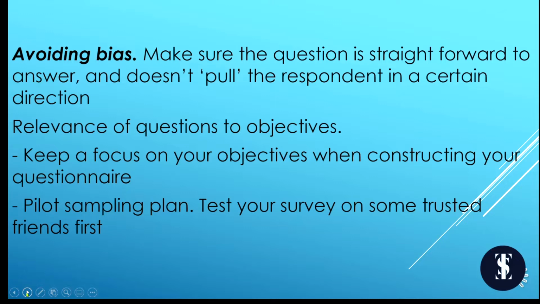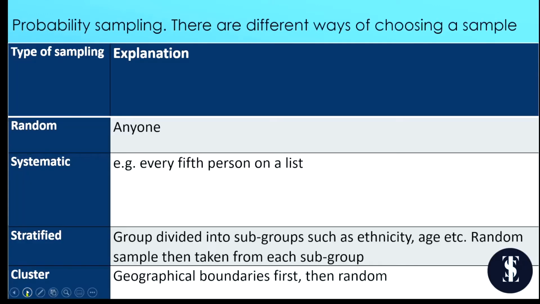Pilot sampling plan. So test your survey on some trusted friends first. Probability sampling. Now there are different ways of choosing a sample. So you could have random sampling where you can ask anybody. You could have systematic sampling. So for example, every 5th person on a list. You could have stratified sampling, so you divide the group into subgroups first in terms of ethnicity, age, income, etc. And then from that subgroup, you then have a random sample. You can also have cluster sampling, so geographical boundaries first, then random.